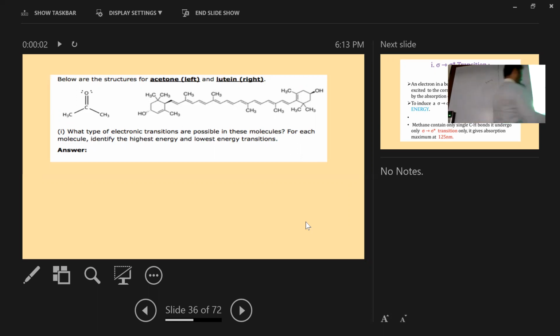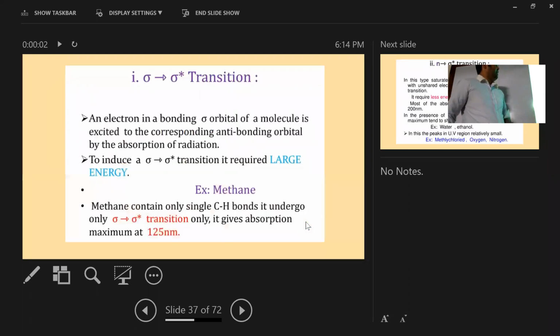Sigma to sigma star. Everything is possible. So for formaldehyde and acetone, we can have all of these types of transitions because we have all types of bonds, or probable excitation regions, so that we can have these types of transitions. Already I have mentioned all of them.